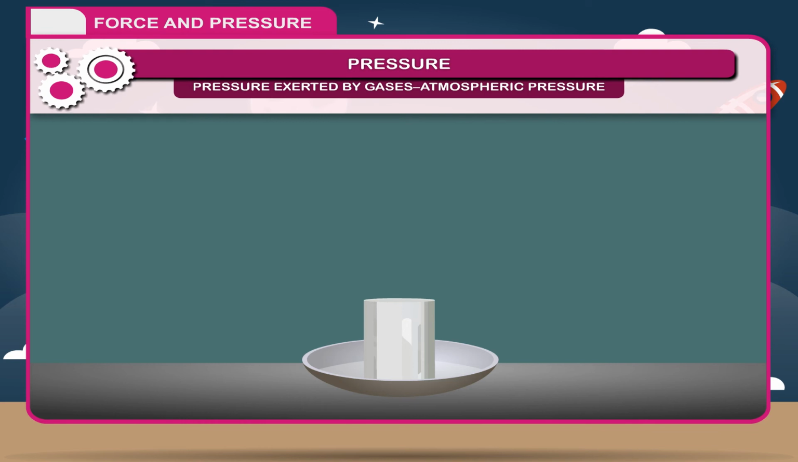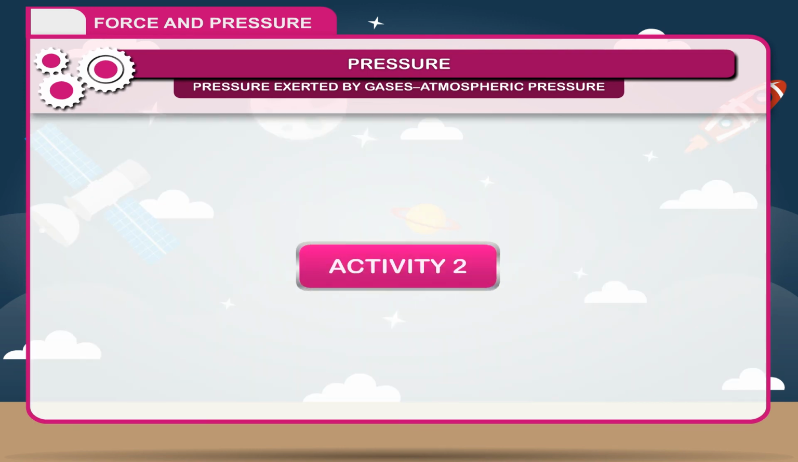The remaining steam will condense into water and a partial vacuum will be created inside the can. Due to high atmospheric pressure outside, the can will crush. This shows that the air exerts pressure.